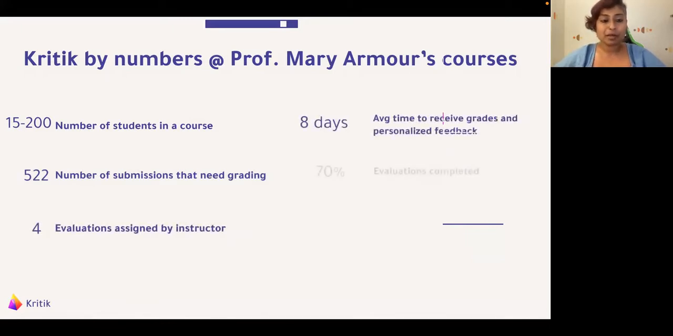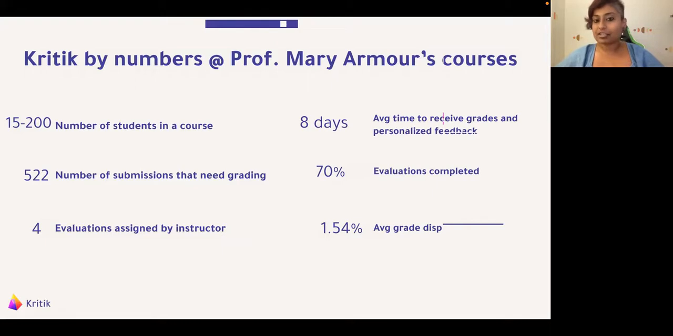Just want to share with my audience, you teach a big range, so 15 to 200 students, which comes out to about 522 submissions that need grading, and you assign about four evaluations per assignment per student. It takes about 8 days for students to get that personalized, timely feedback, and about 70% of the students complete the evaluation.